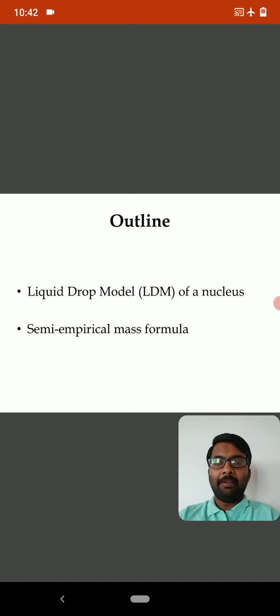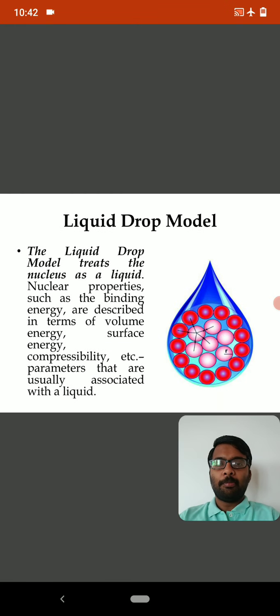So in this session we will have a discussion on the liquid drop model of a nucleus in brief, because we have already discussed it in our previous session, and after that we mainly focus on the discussion of this semi-empirical mass formula. The liquid drop model of the nucleus considers the nucleus as a spherically shaped liquid drop. By considering the nucleus as a spherically shaped liquid drop, the nuclear properties such as the binding energy can be described in terms of different terms, that is volume energy term, surface energy term, Coulomb energy, asymmetry energy and pairing energy term.